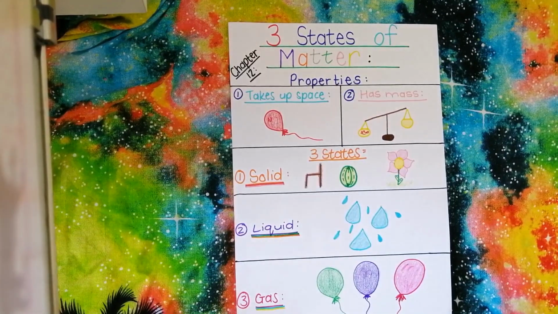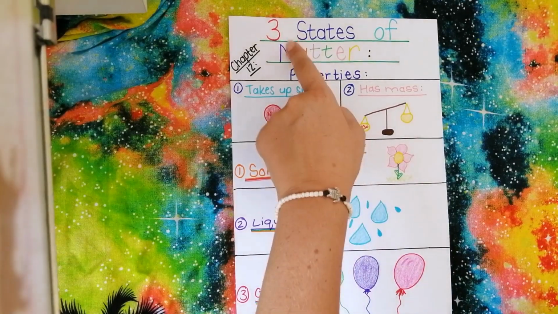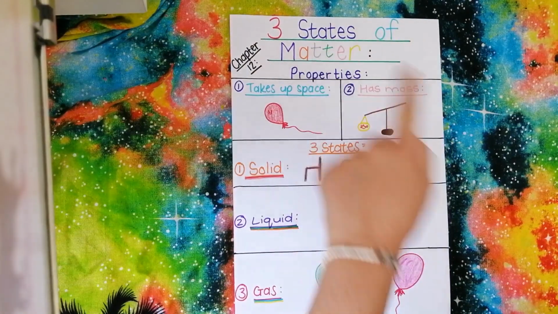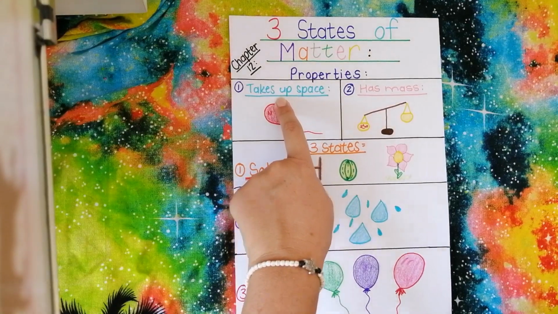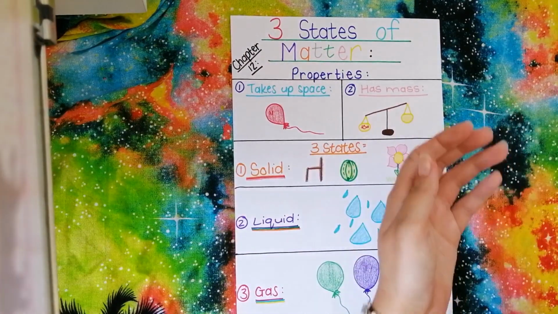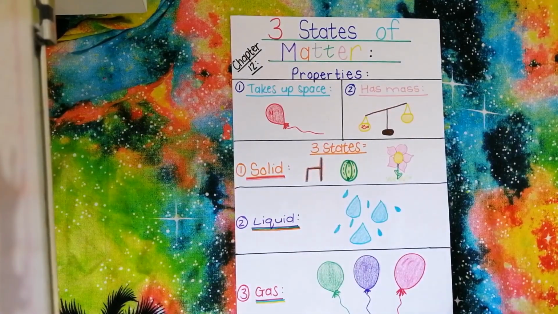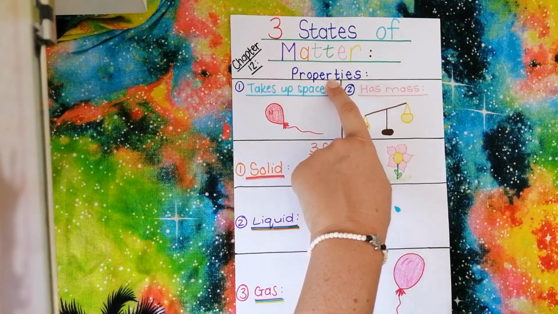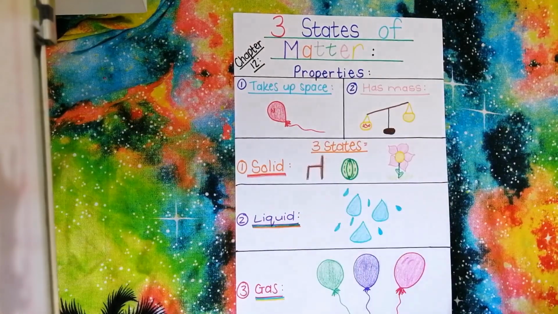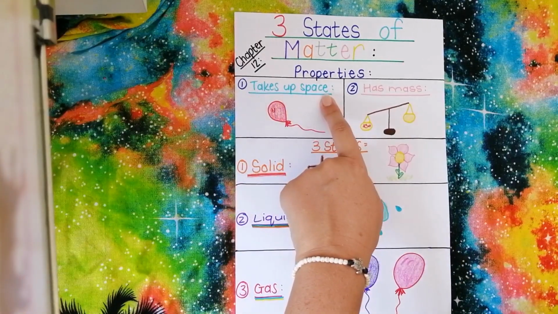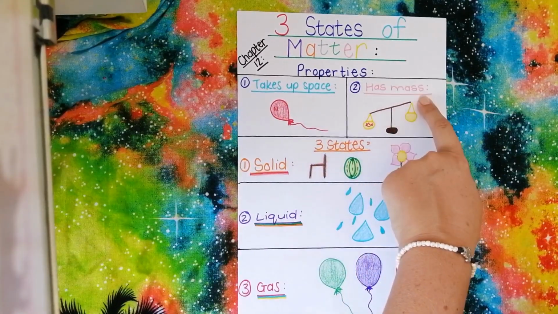Okay, so chapter 12, one of the easiest chapters we've done in this last week, is the 3 states of matter. Okay, what is matter? Matter is absolutely everything around us. If it takes up space and it has a mass, it is matter. All right, so there we go. The properties, the characteristics, the special things about matter is that it takes up space and it has mass.